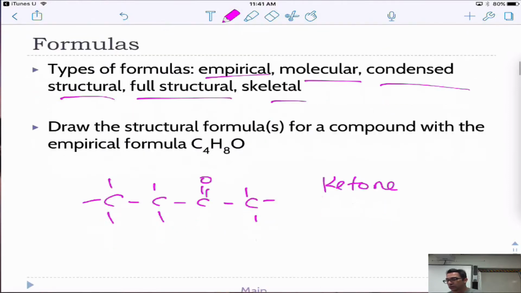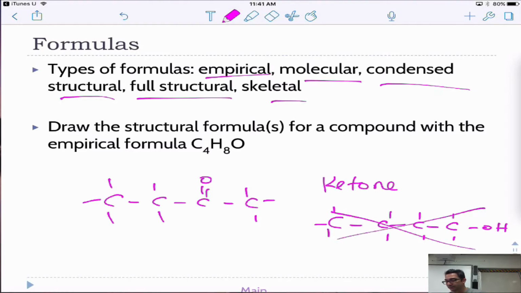But here's my ketone. It has my 4 carbons. Now let's say I wasn't sure about this and I try to draw one like this, 1, 2, 3, 4. And then I say, why don't I just put the O here at the end? Well, when I fill in the hydrogens and I put them all together, I'm going to have too many hydrogens. I'm going to have 10 hydrogens here. And so this is not going to work.